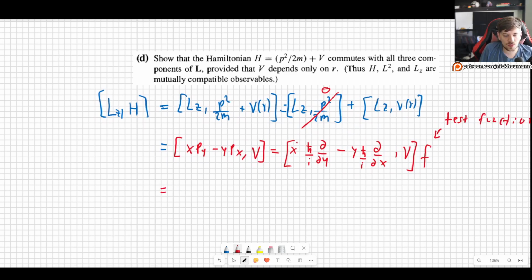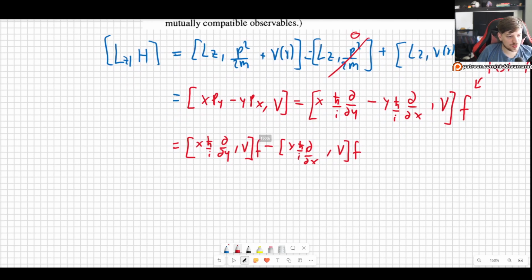So let's now separate this commutator again. So this would be x ħ over i d/dy, comma V, and then we have minus, I guess we could take the ħ over i outside, but whatever, y d/dx, comma the potential, and of course this is acting on the function, and so is this. Okay, so now let's write out the commutators. So this would be ħ over i. Actually, I'm going to just factor it out. I don't want to have to deal with that all the time. So ħ over i, factor of everything.